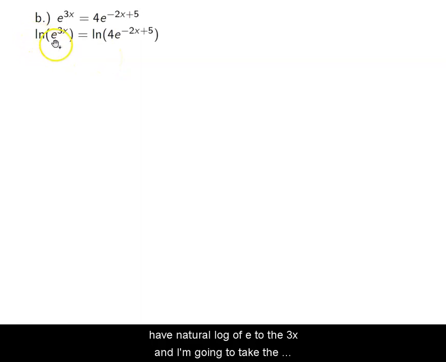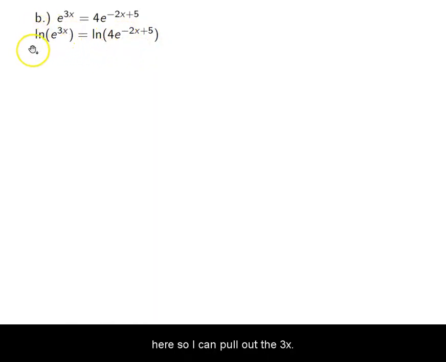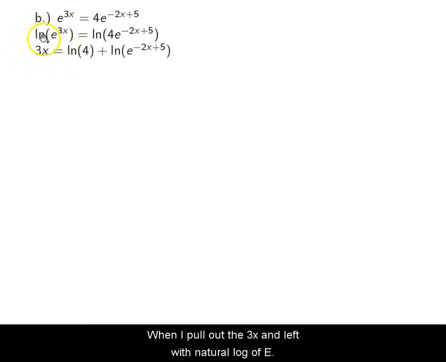So here I have natural log of e^(3x). And I'm going to take the natural log of everything on the right hand side. Okay. My rules of logarithms says that I can break this into two different things. My rules of logarithms here says I can pull out the 3x. When I pull out the 3x, I'm left with natural log of e. That's log base e with e on the inside.